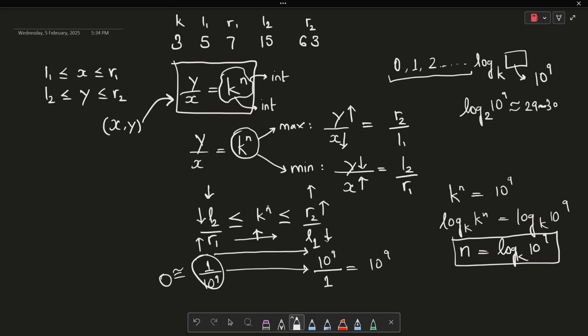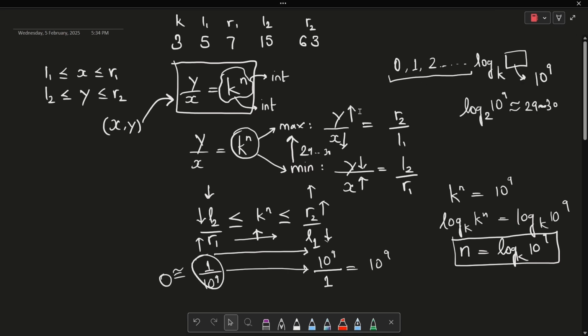So okay, we have concluded one thing, that we can iterate over the values of k to the power n, and this loop can be as long as 29 to 30 iterations. That's it, not more than that, right? Okay, so that is the first observation that we made.